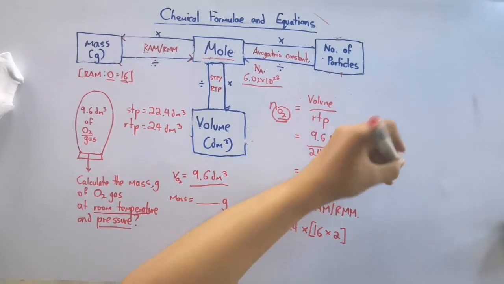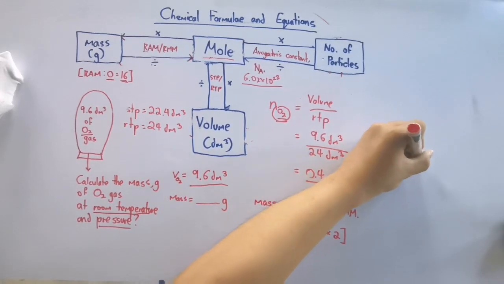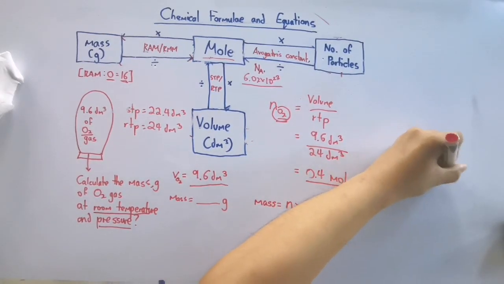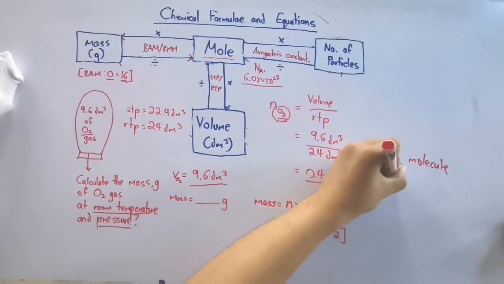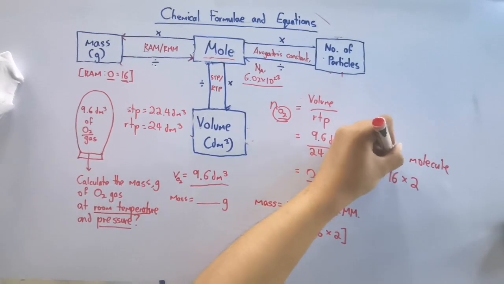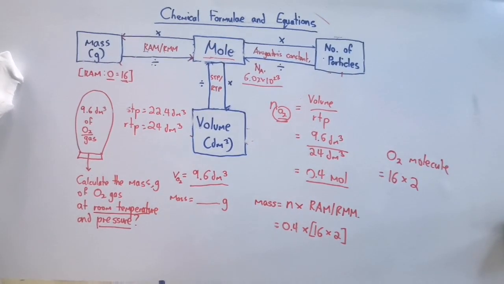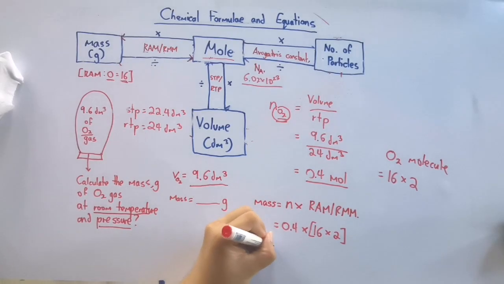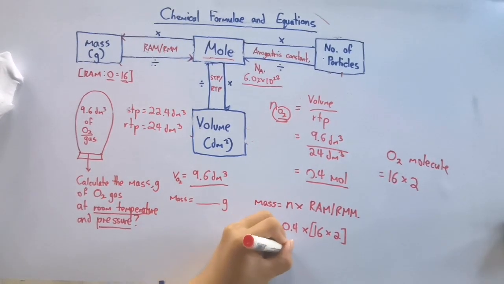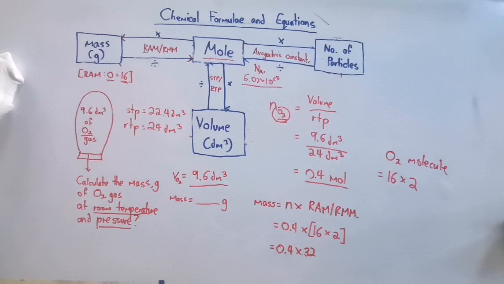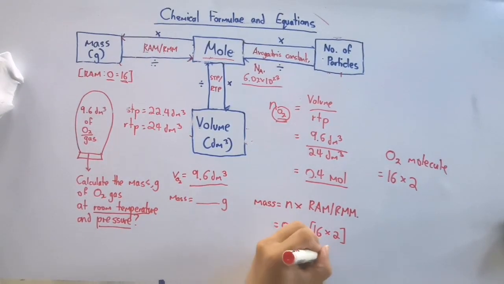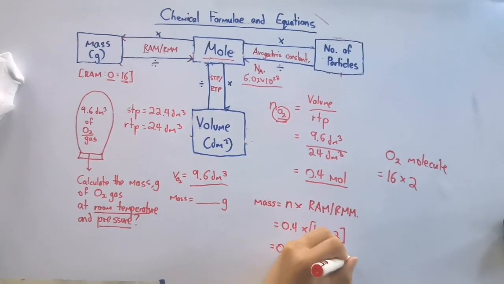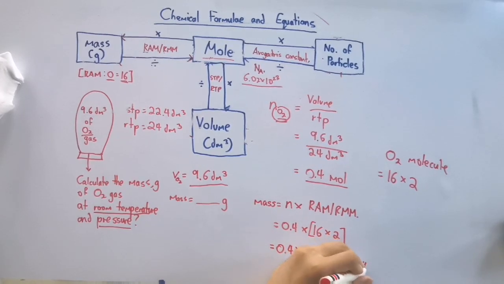Now, this means that an oxygen gas molecule actually has 16 times 2 because we have O2. One oxygen is 16, two oxygen atoms is 16 times 2. We get an O2 molecule, so 16 times 2. So we're going to take 0.4 multiplied by 32. If you press your calculator right here, you are going to get 12.8 grams.